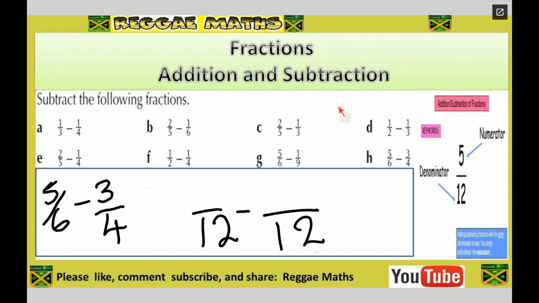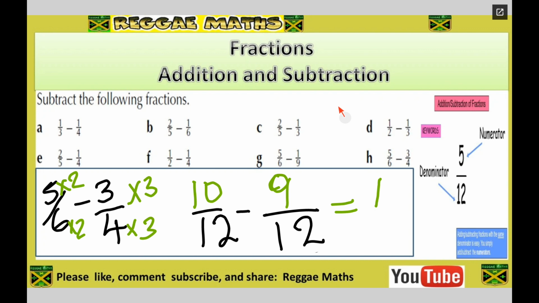So I'm going to ask myself, what do I need to multiply by? Times by 2. Okay, so 2 times 5 is 10. Times by 3. 3 times 3 is 9. So now I can take away 9 from 10 is 1. And remember, the denominator remains the same.